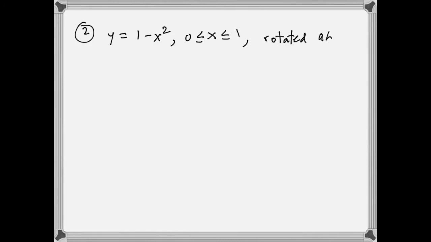Okay, let's do another example. So this one is going to be the function y equals 1 minus x squared, and x goes from 0 to 1. And we are rotating it about the y-axis.